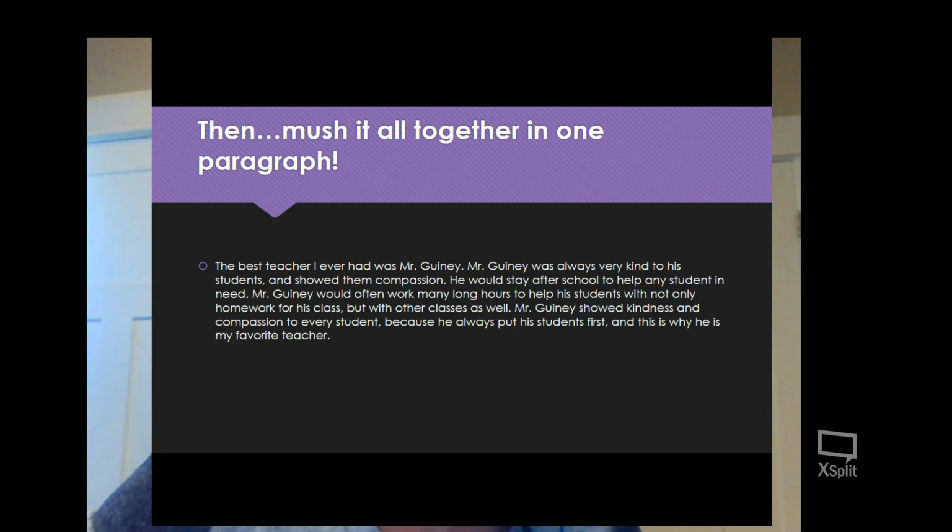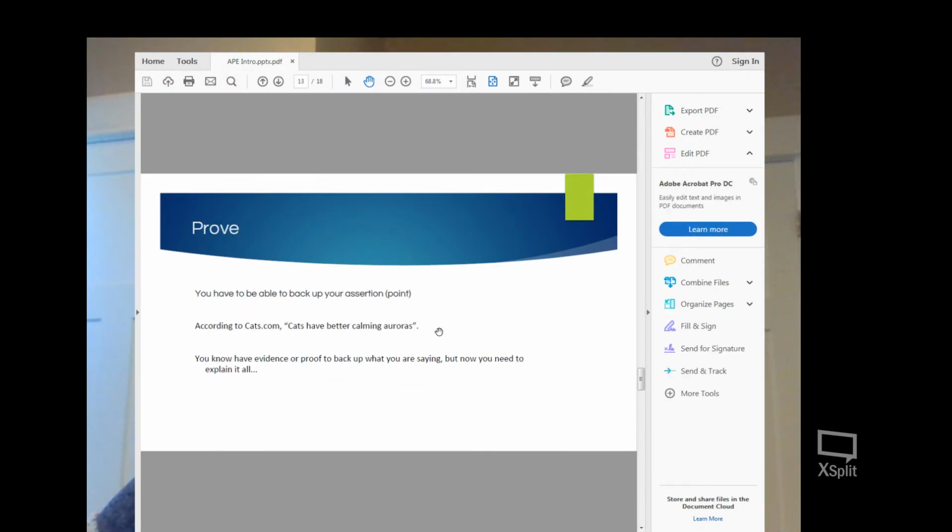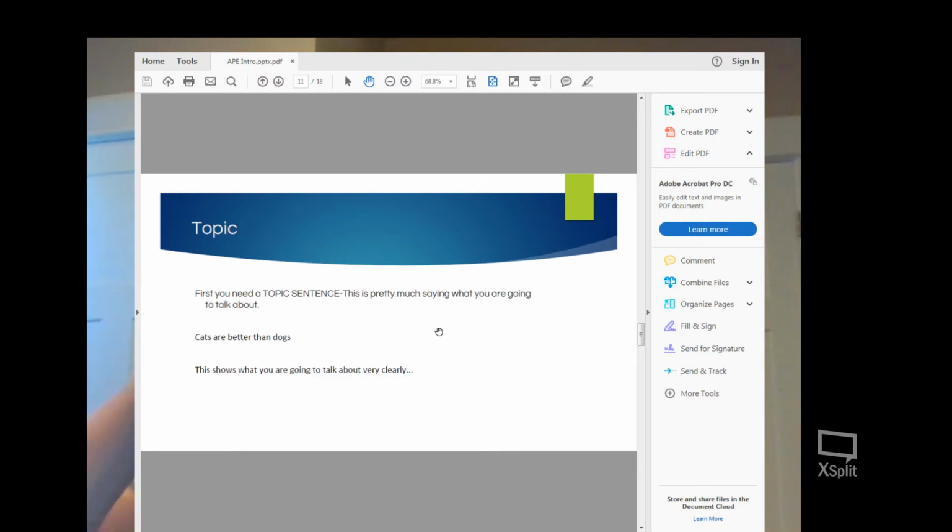Now I'm going to show you another example. I decided I want to show you three, with eight right here. So you're going to have a topic sentence. This is pretty much saying what you're talking about. So, for example, cats are better than dogs. This shows very clearly what you're talking about.